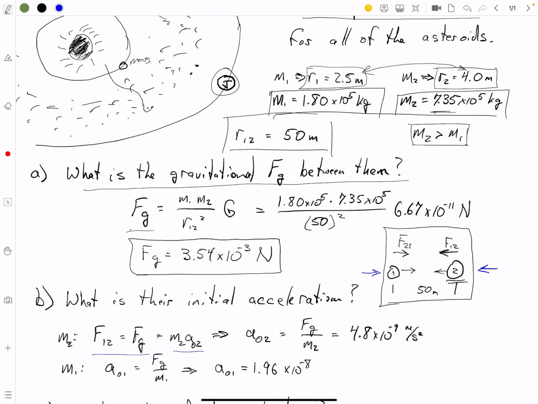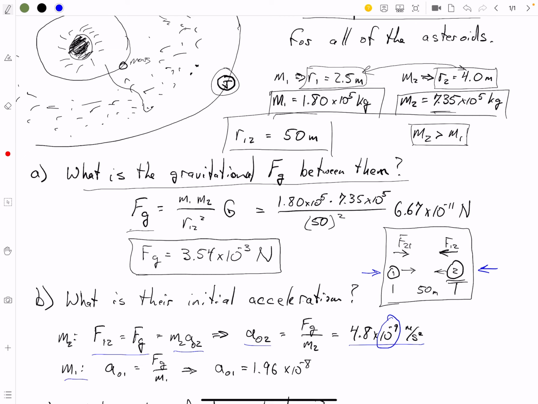We've got M2 times A02, and by 0, I'm just saying that it's the initial acceleration. So A02, all right? FG divided by M2 is going to give us this as our acceleration. So look at this, times 10 to the minus 9. So it's 5 times 10 to the minus 9. That is a pretty small acceleration.